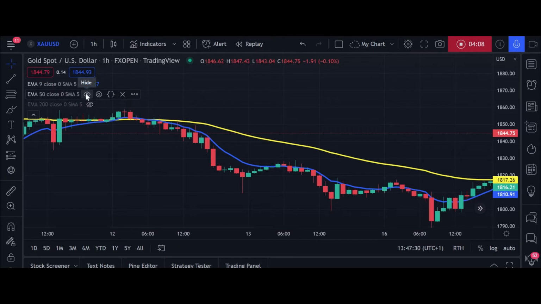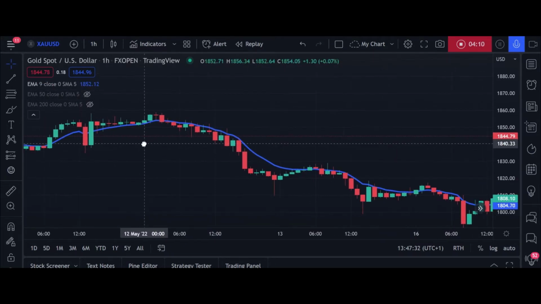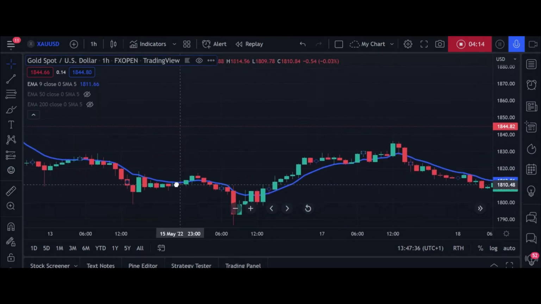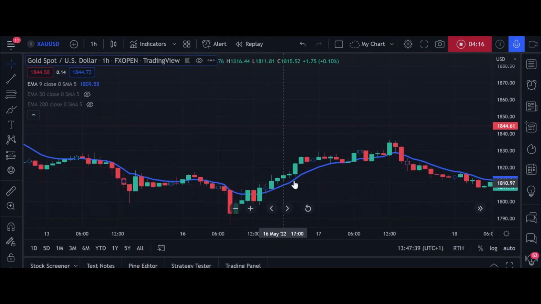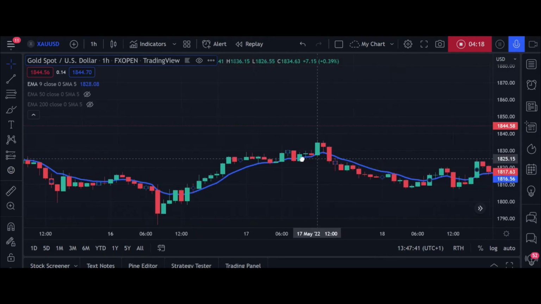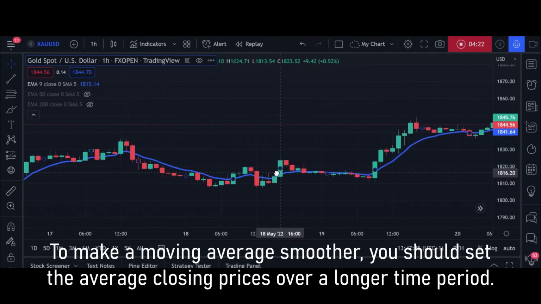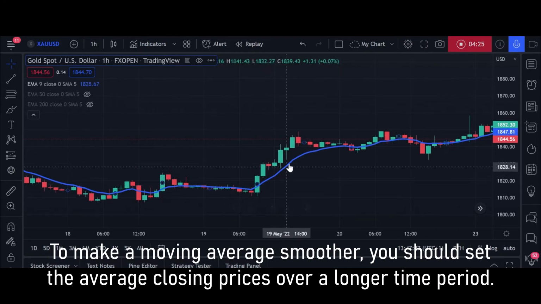There are different types of moving averages and each of them has its own level of smoothness. Generally, the larger the period of the moving average, the slower it is to react to the price movement. The smaller the moving average, the quicker it is to react to the price movement. To make a moving average smoother, you should set the average closing prices over a longer time period.